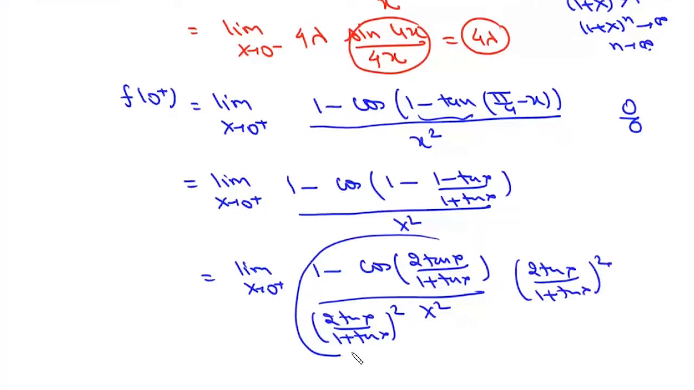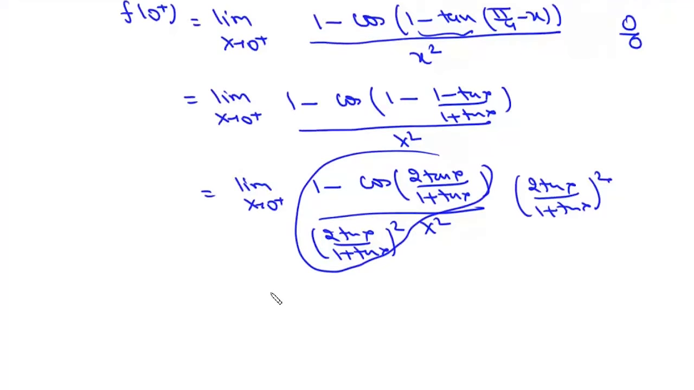Now this is a standard limit, 1 by 2, and here tan square x upon x square will be 1. So we'll have this 4 into 1, and then upon (1 plus tan 0) is 1. So it will be this 1 square. So this value is equal to 2.